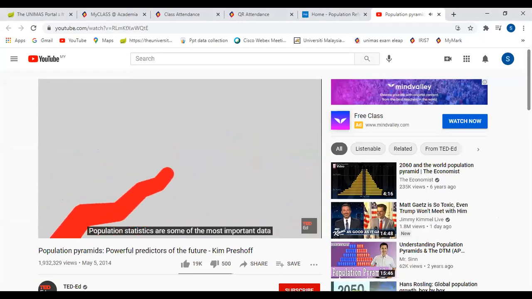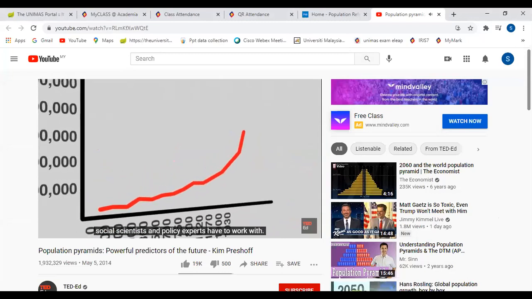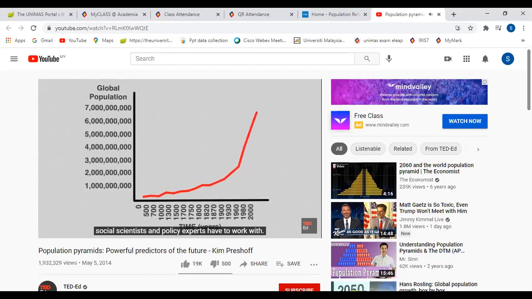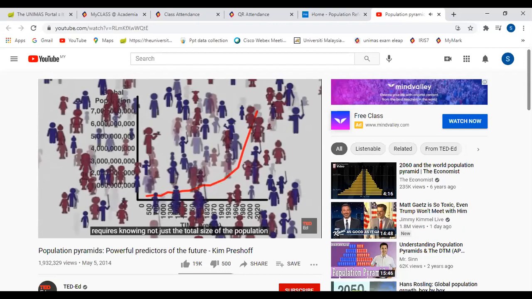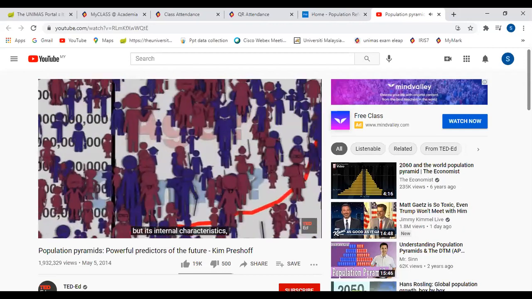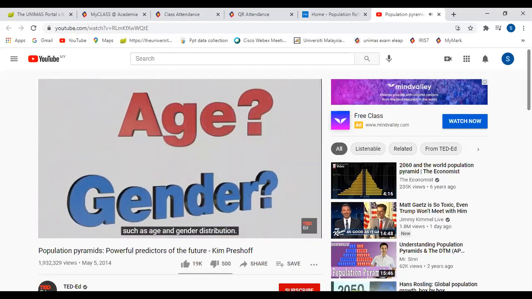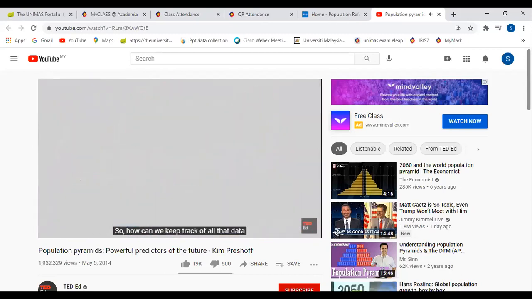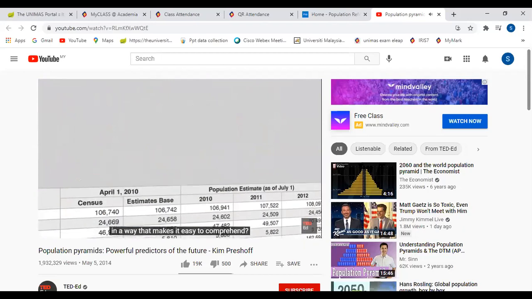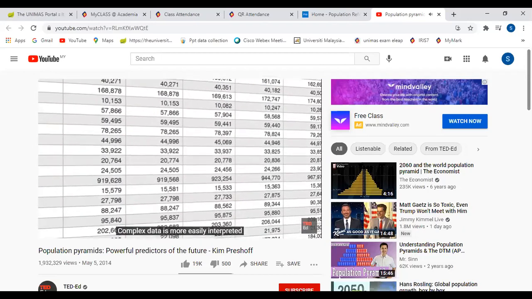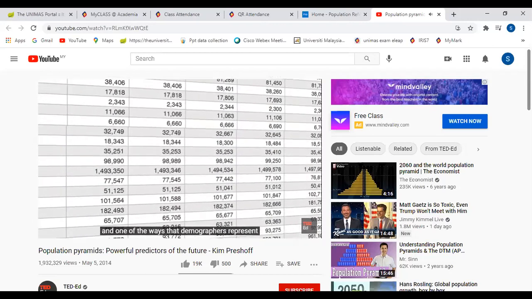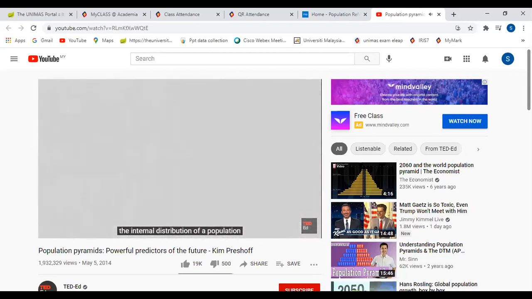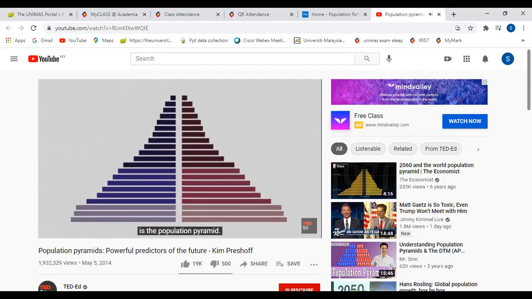Population statistics are some of the most important data social scientists and policy experts have to work with. But understanding a country's situation and making accurate predictions requires knowing not just the total size of the population, but its internal characteristics, such as age and gender distribution. So how can we keep track of all that data in a way that makes it easy to comprehend? Complex data is more easily interpreted through visualization, and one of the ways that demographers represent the internal distribution of a population is the population pyramid.